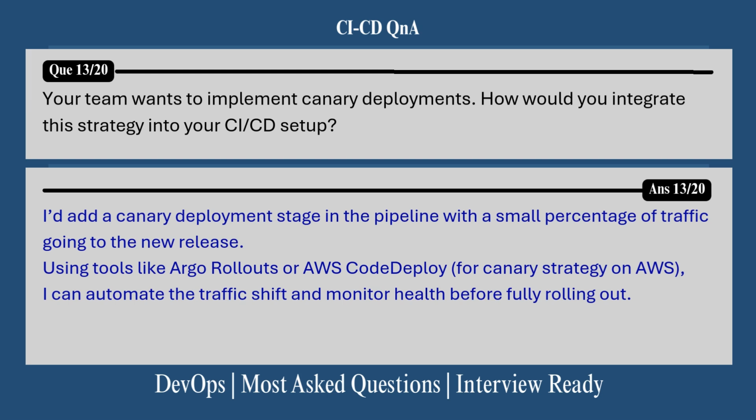Moving on with our next question. Your team wants to implement canary deployments. How would you integrate this strategy into your CI/CD setup? Here's how you can answer. I would add a canary deployment stage in the pipeline with a small percentage of traffic going to the new release. I can use tools like Argo Rollouts or AWS CodeDeploy for a canary strategy on AWS. I can also automate the traffic shift and monitor health before fully rolling out.